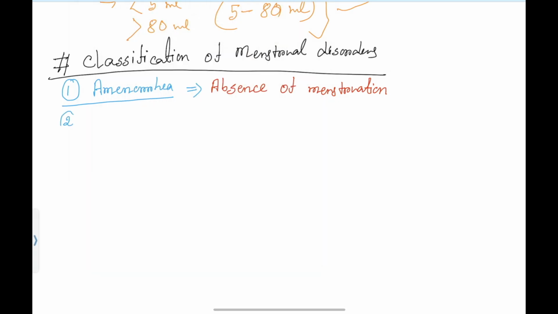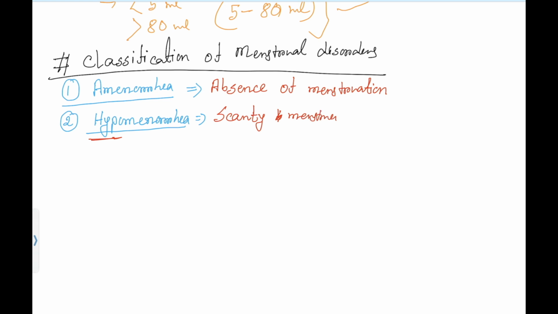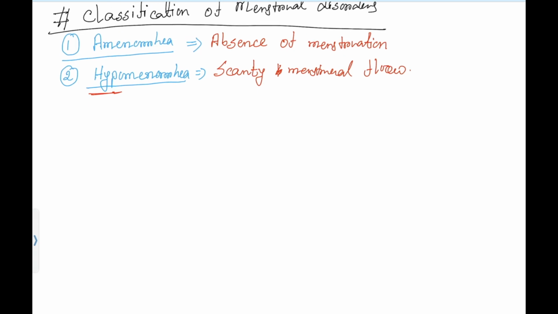Okay, the second menstrual disorder is hypomenorrhea. What is this hypomenorrhea? Hypomenorrhea means, as you can see, hypo means scanty or less bleeding, scanty menstrual flow. So scanty menstrual flow will be considered as hypomenorrhea.